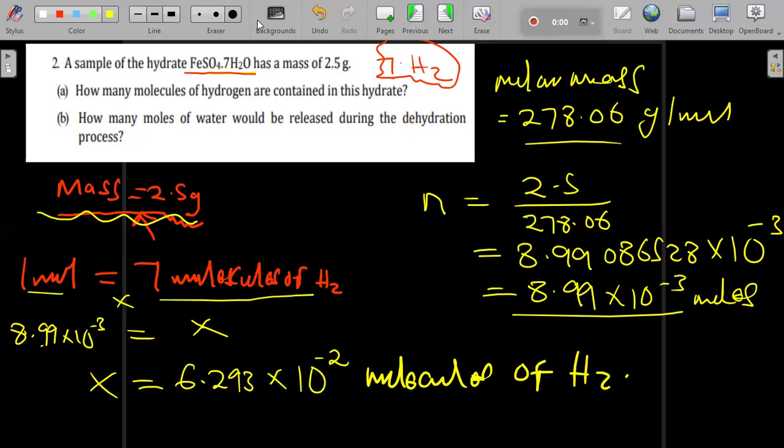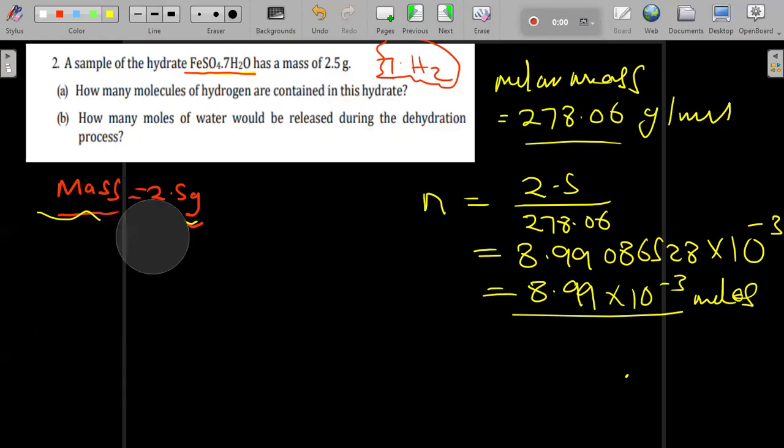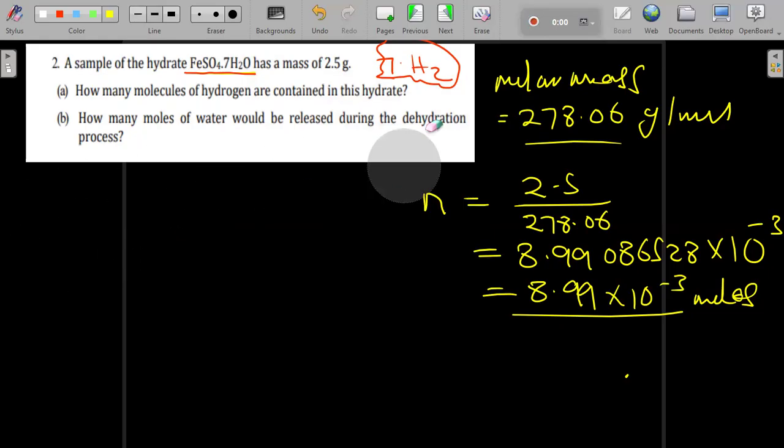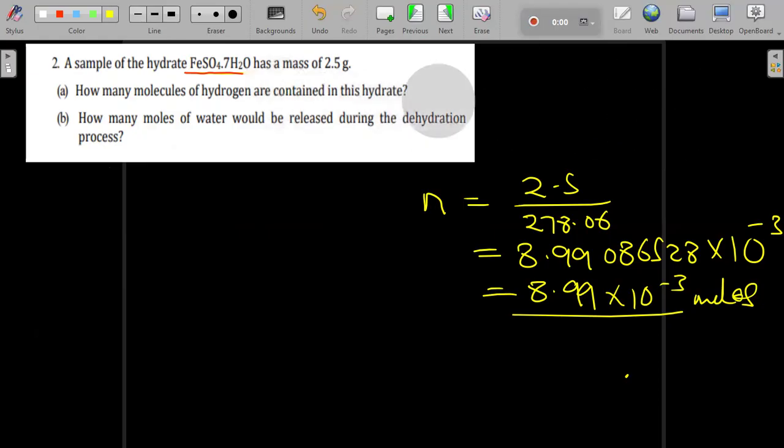Okay, so let's look at B. At B, we are basically using the same principle. Let's read the question and understand it. They're asking how many moles of water would be released during the dehydration process. Dehydration here simply means you are removing the water, so we want to remove this 7H2O from this compound. How many moles of water would be released?